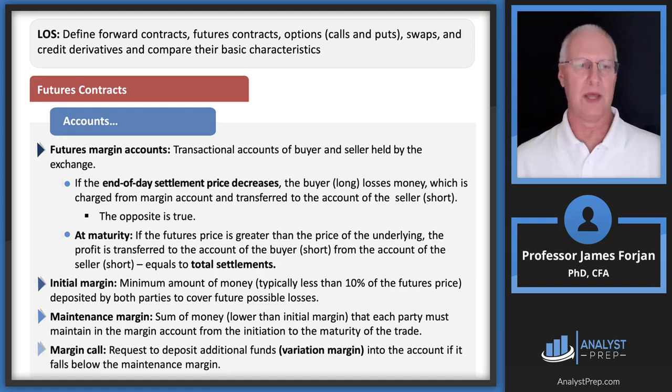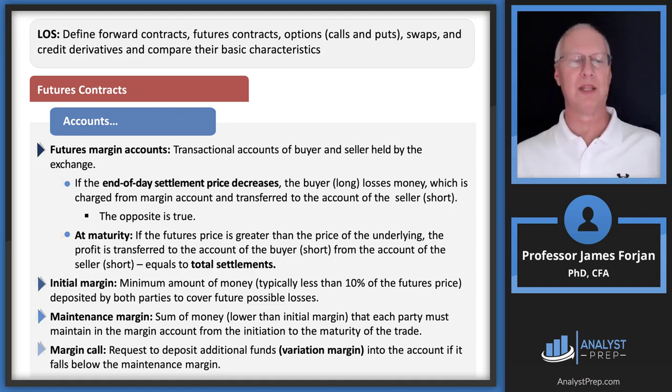All right, so let's go ahead and make sure you understand some of these definitions before we work through a pretty cool example. All right, so skip down to the bottom first. We have an initial margin. So both parties are going to post this initial margin. It's probably less than 10% of the futures price, deposited by both parties to cover future possible losses. Okay. So let's just suppose for some reason that margin is $100.